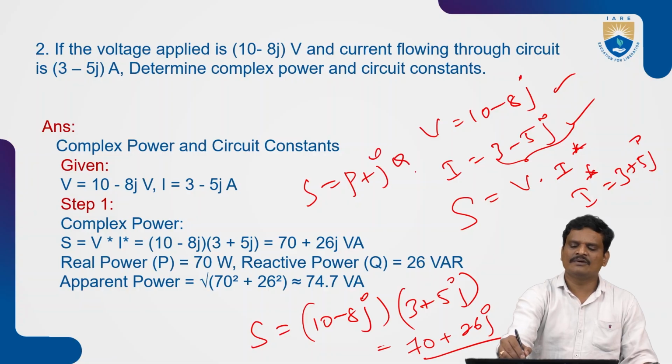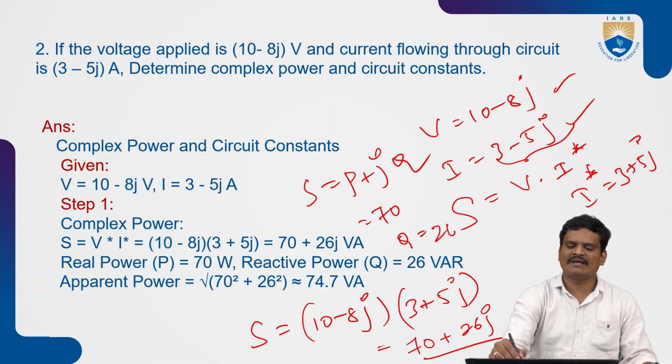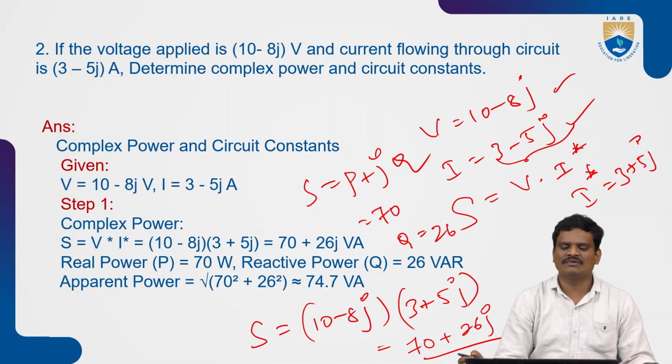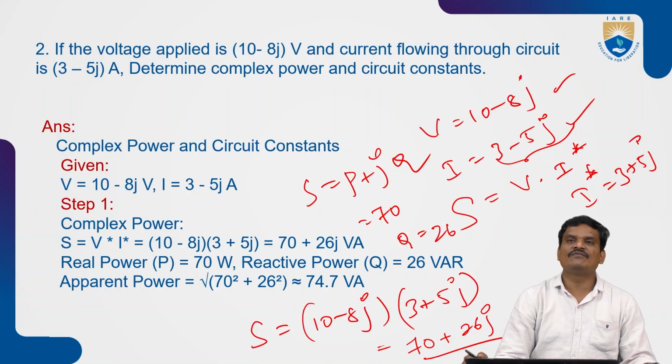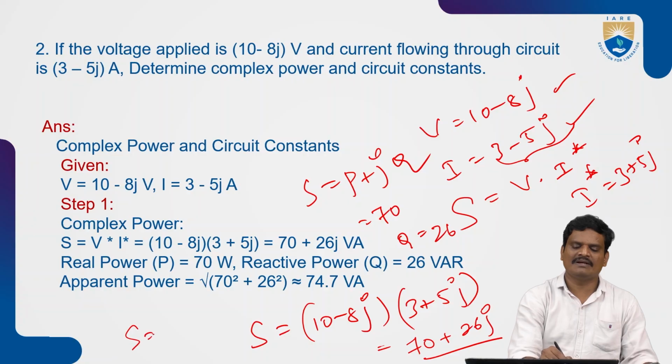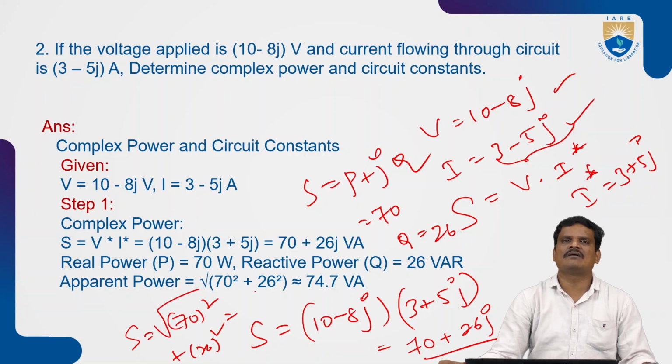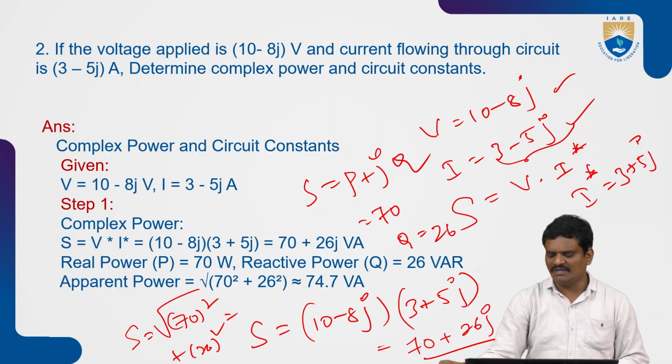P plus jQ. The value of P is given as 70 and the value of Q is given as 26. If I want to calculate the modulus of power, it can be taken as the square root of 70 squared plus 26 squared. You will get the value of the modulus of power, which can also be considered as the apparent power, or the total power of the given circuit.